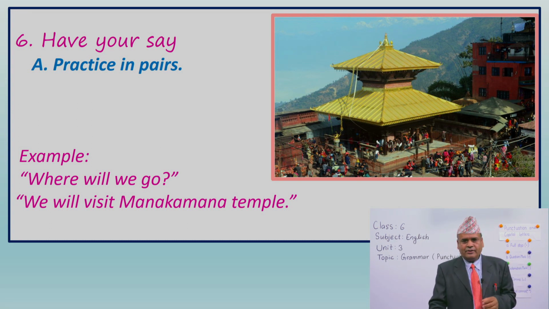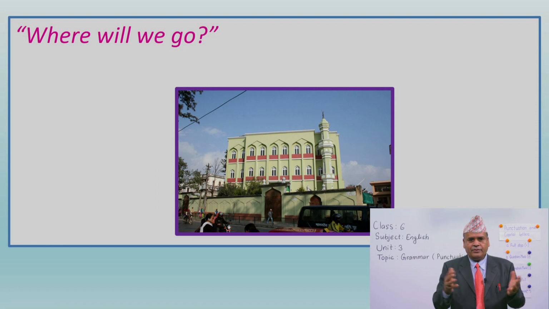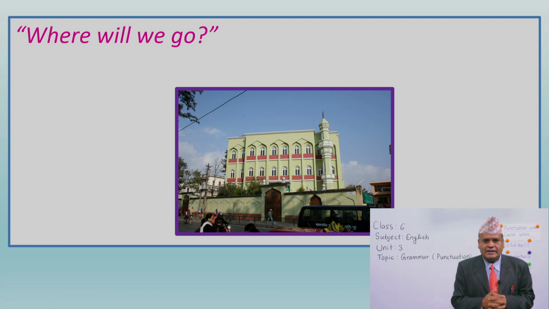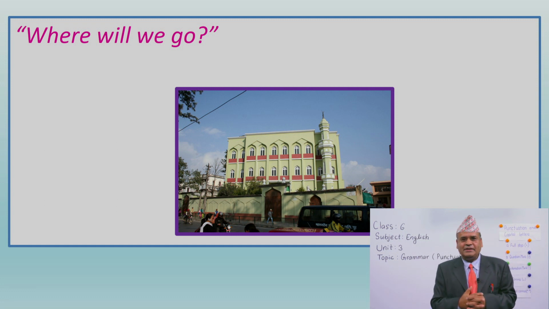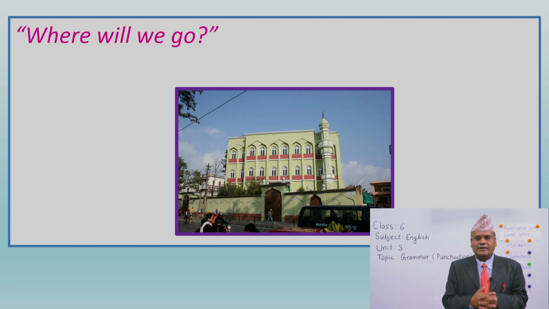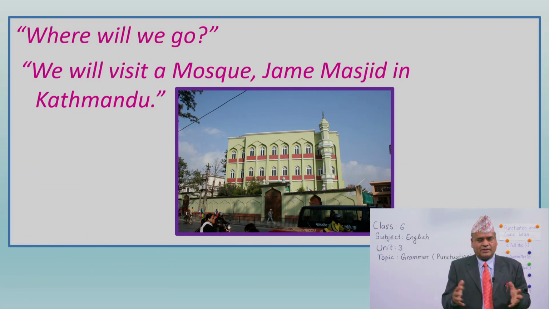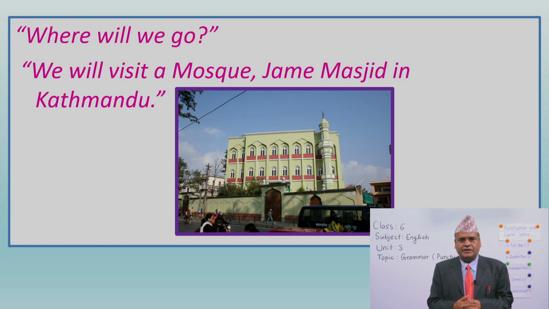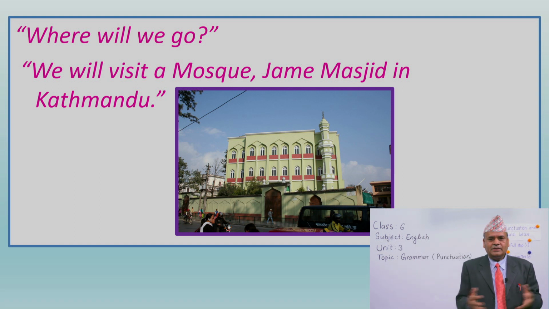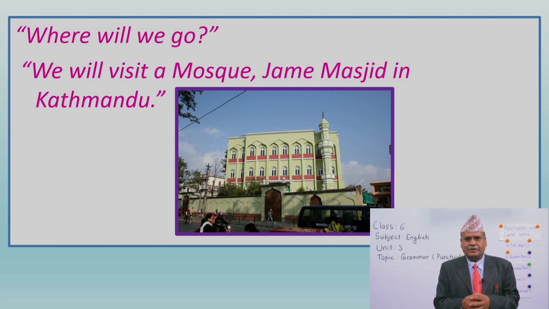Okay? So, let's move to the next. Where will we go? What do you see there in the picture? Obviously it's not a temple, but it's a shrine. Okay? That is Jame Masjid in Kathmandu. Right? So, you see, we will visit a mosque. Masjid is called mosque in English. So, we will visit a mosque, Jame Masjid in Kathmandu.